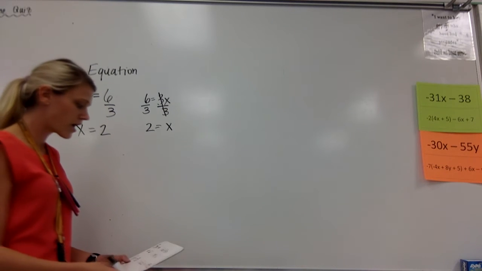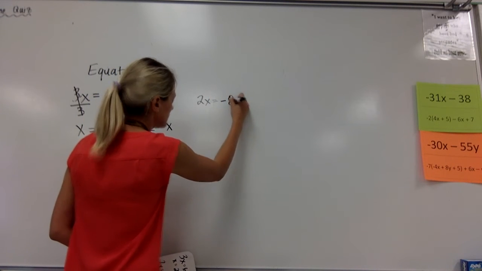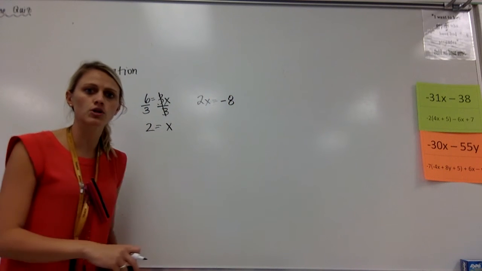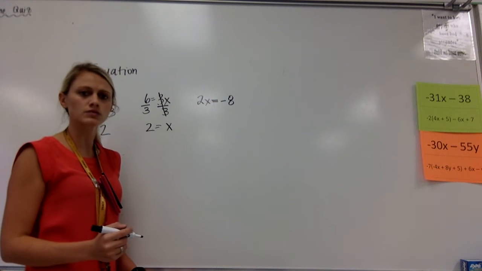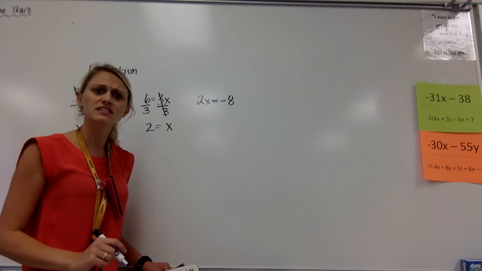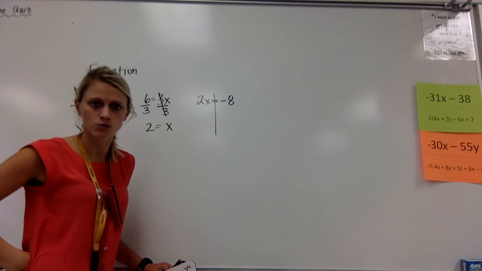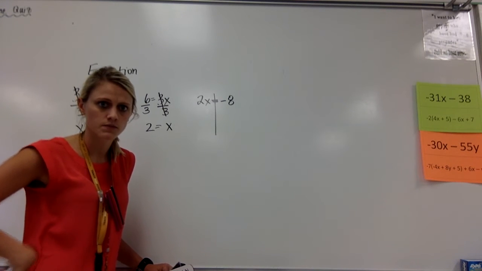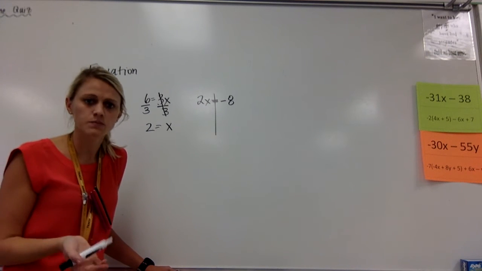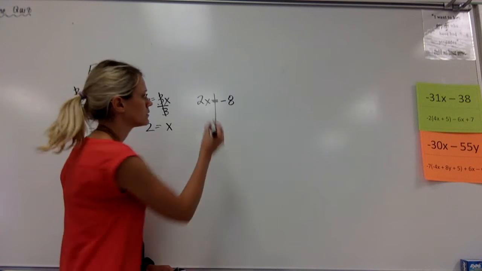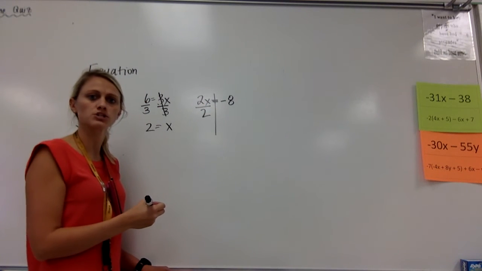Another example, 2x equals negative 8. This one is similar, slightly different. So we've got 2x equals negative 8. One thing that some of you might want to do is split your equation at the equal sign, so you've got two sides. So right now we've got 2 times x. That x is being multiplied by the 2. So to get rid of that 2, I'm going to divide by 2.